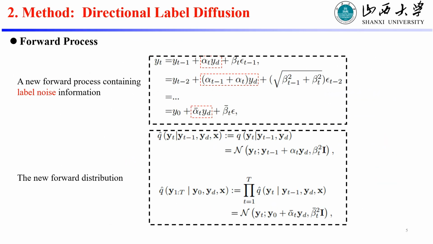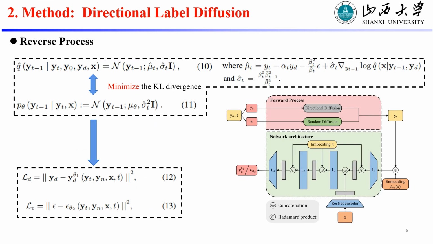During the forward diffusion process, we introduce a directional noise offset to the labels, establishing a new forward distribution. In the reverse process, we derive a new conditional posterior distribution and train two separate diffusion models to learn the decoupled diffusion paths. The optimization objective of the model can be simplified into the forms shown in equations 12 and 13. Specifically, besides minimizing the difference between the predicted noise and the random noise, we also aim to minimize the difference between the predicted directional offset and the actual directional offset.